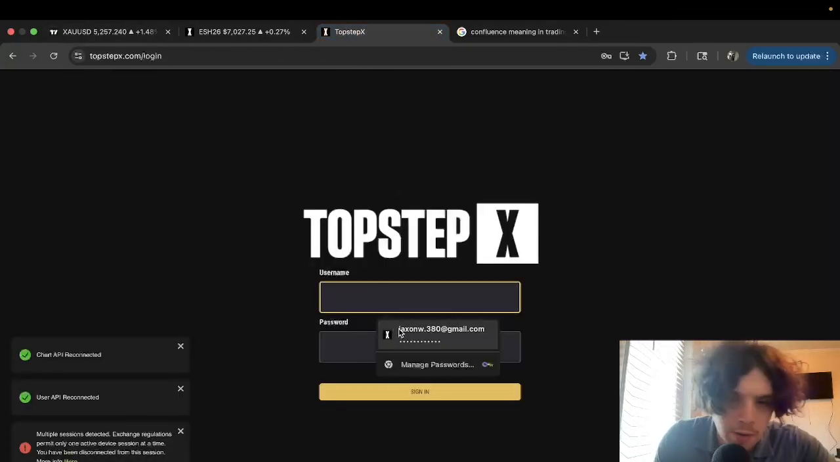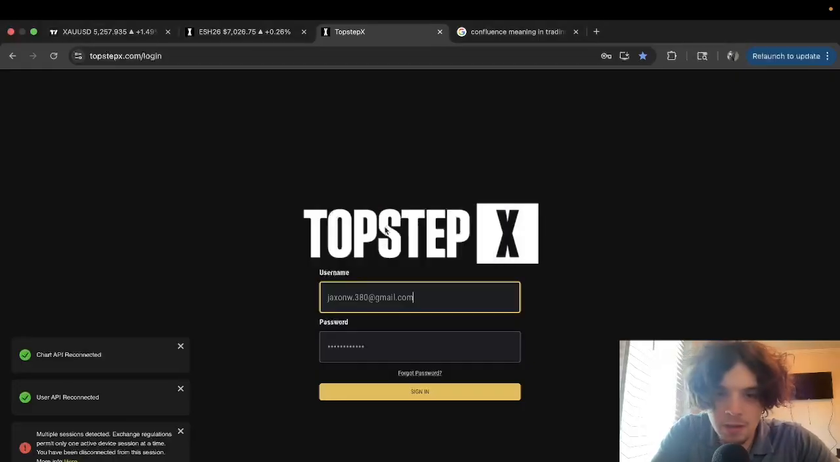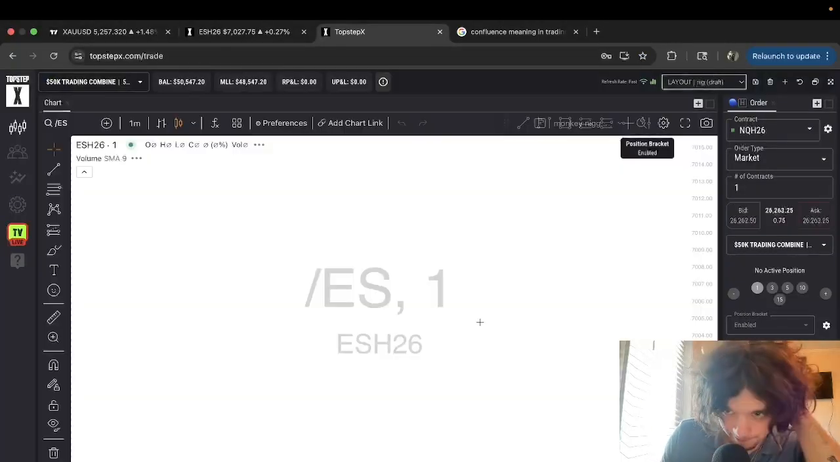So, what is a point? A point is $1 of price movement, right? A tick is 25 cents of price movement. If you ever hear that, right?